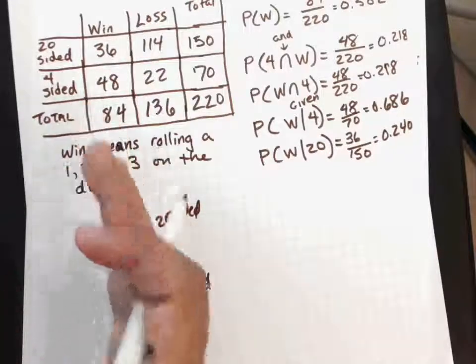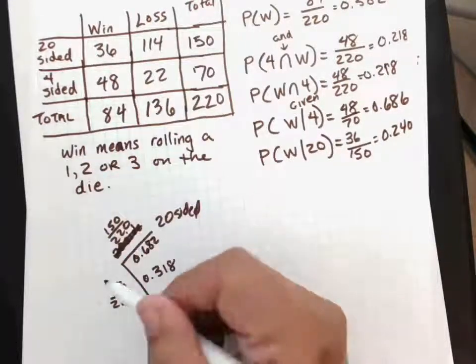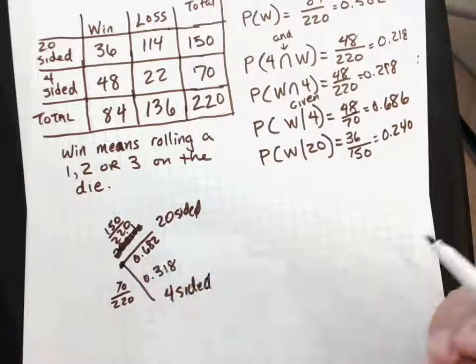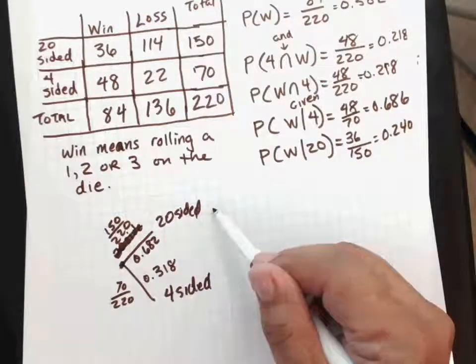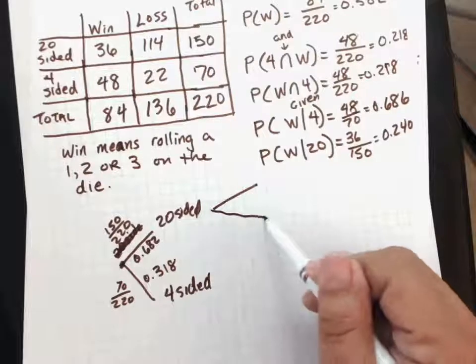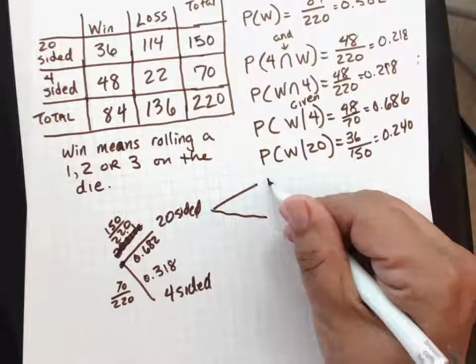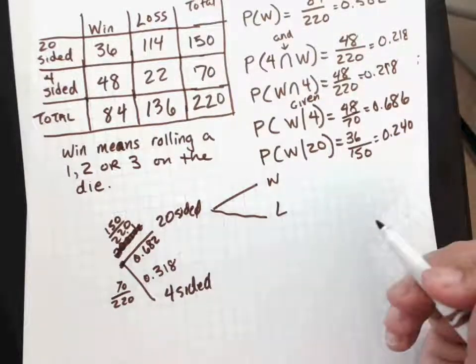Every time you're doing a sample tree, that little set of branches that all connect to one point, all of these should add up to 1. Now, if I roll a 20-sided die, there's a chance I'm going to win or lose. Well, for sure I'm going to do one or the other, but there's a chance I'm going to win and a chance I'm going to lose.